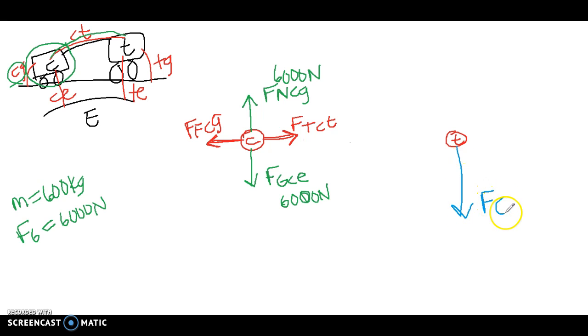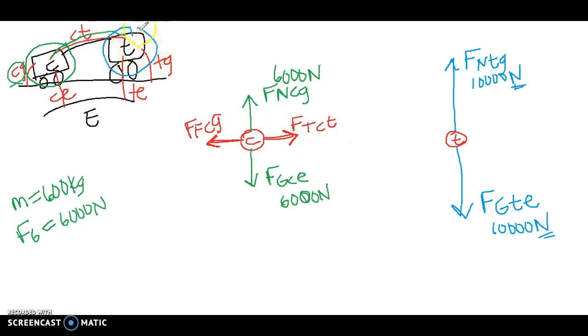Now let's look at the truck. The truck has a weight, as does everything, on the truck from the earth, and that is given as 10,000 newtons. It's already in newtons, so no need to change anything. The ground has to be pushing up on the truck. That also has to be 10,000 newtons because the forces are balanced. He's not moving up and down.